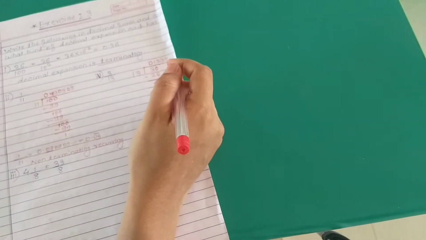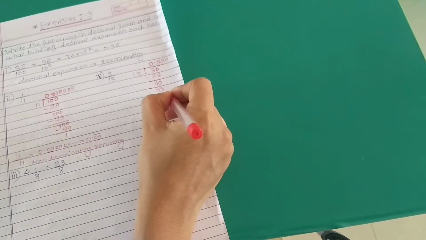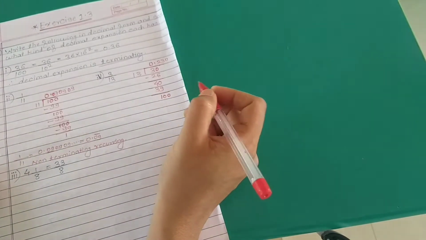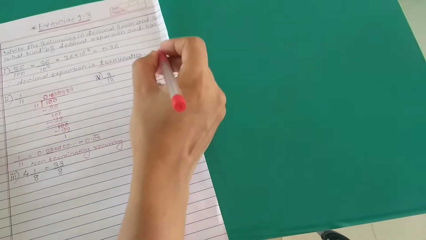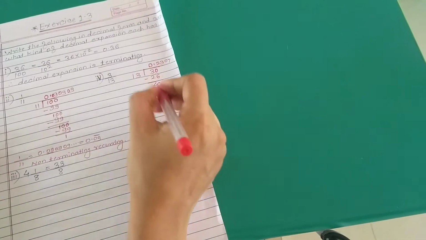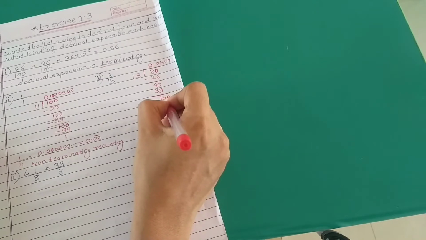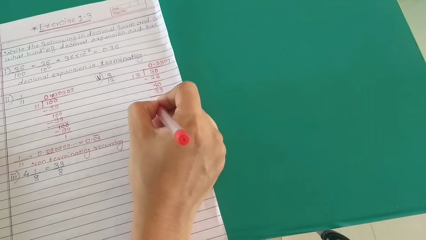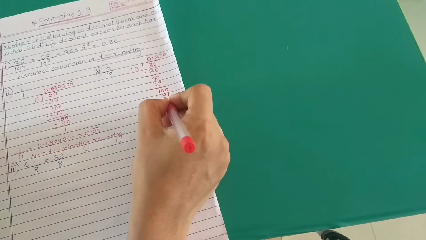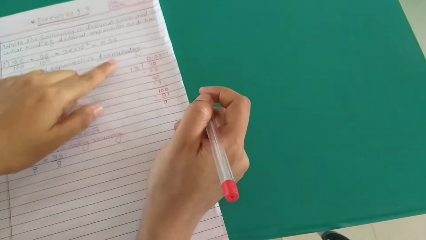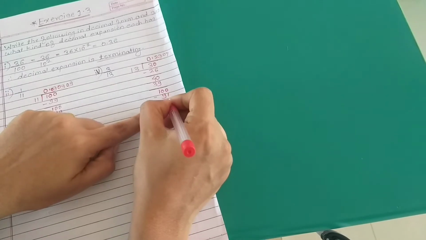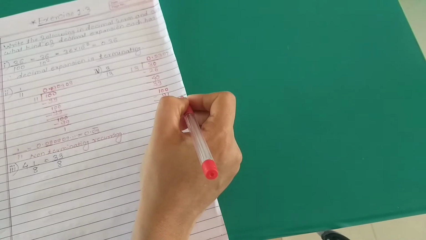So I place here 0 and put the 0 on this 10. Okay. Now 13 sevens are 91. So 100 minus 91 is 9. Okay. Now this 9 is not divisible by 13. So I place here 0.